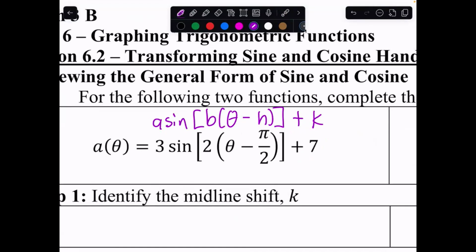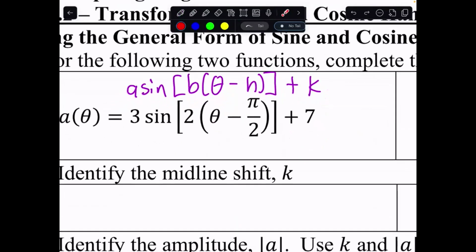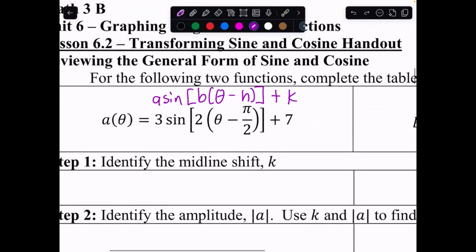Again, it looks like a lot, but you've dealt with a, h, and k many times. The only one that we haven't really done is b. Everything else is going to be the same as you're used to. So just one step at a time. The k value for this problem is +7.